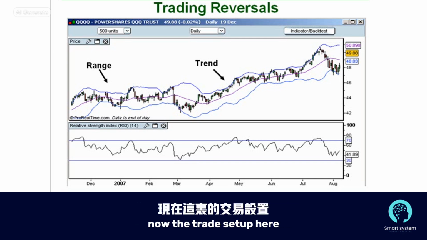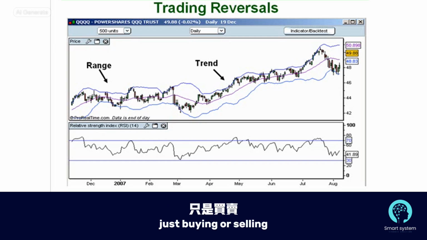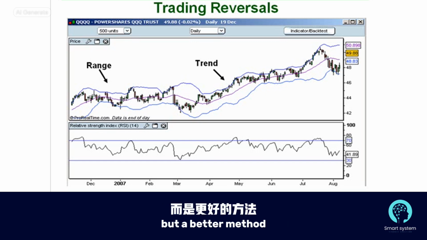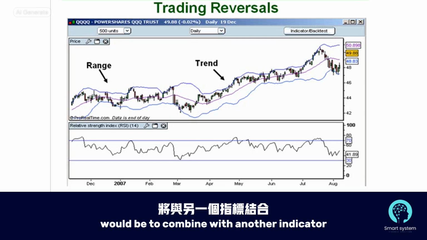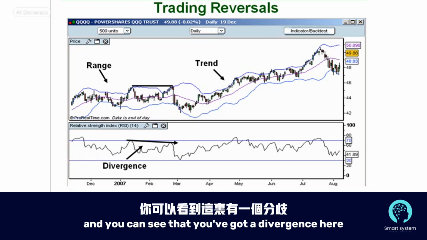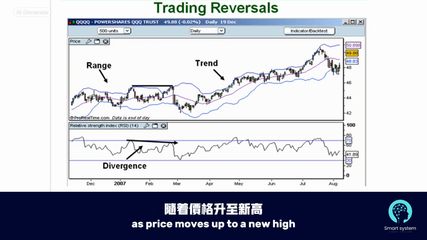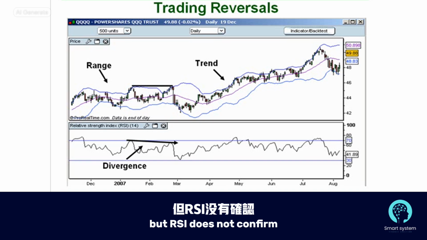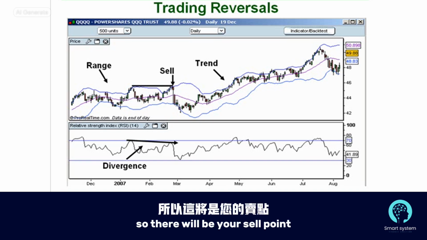Now for the trade setup here, we could look at just buying or selling on a touch of the upper and lower band. But a better method would be to combine it with another indicator, which I've done with RSI here, which we learned about two lessons ago. And you can see that you've got a divergence here as price moves up to a new high, but RSI does not confirm. So there will be your sell point.